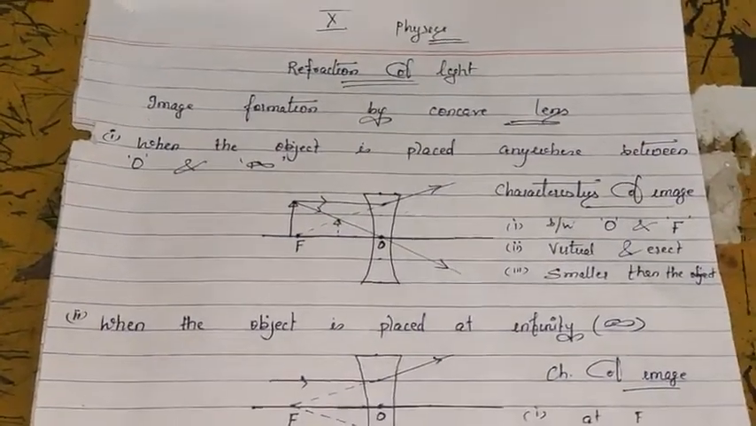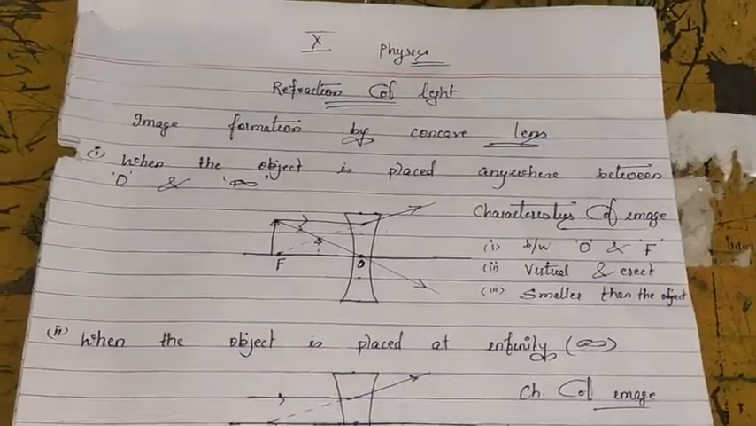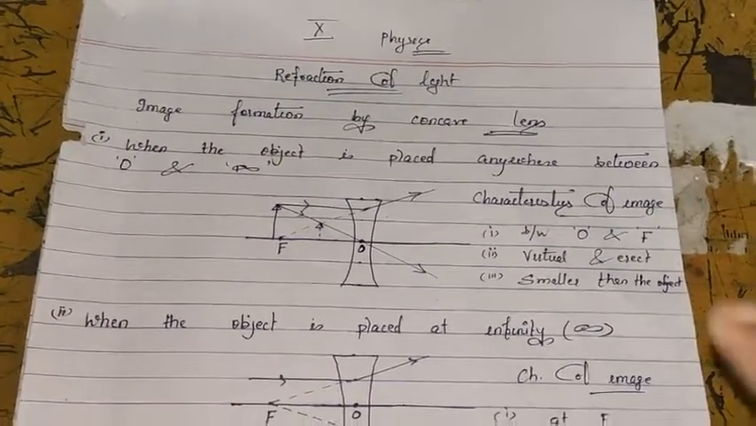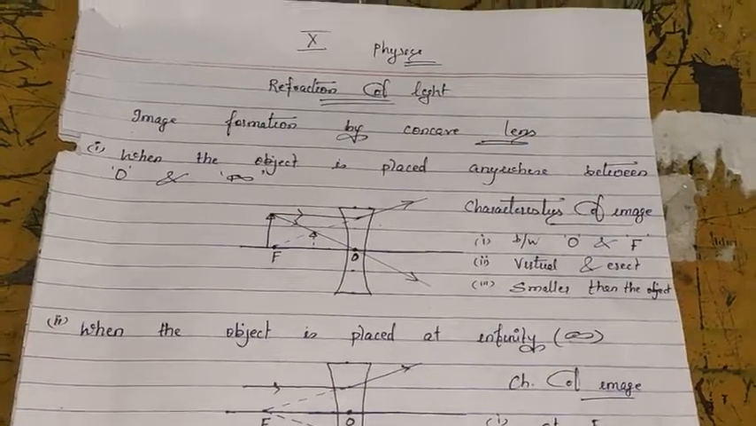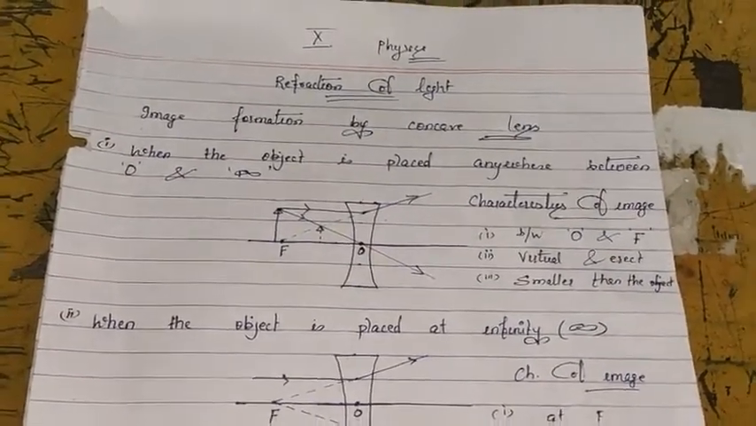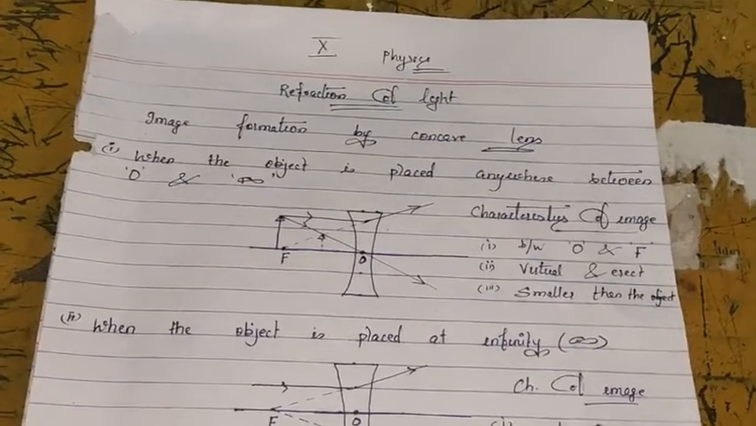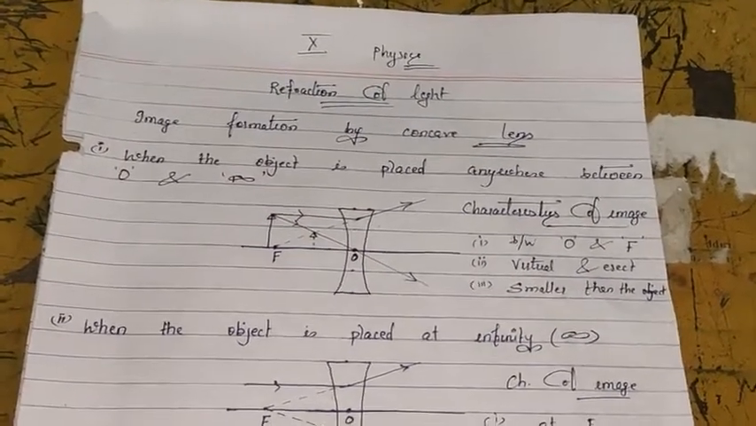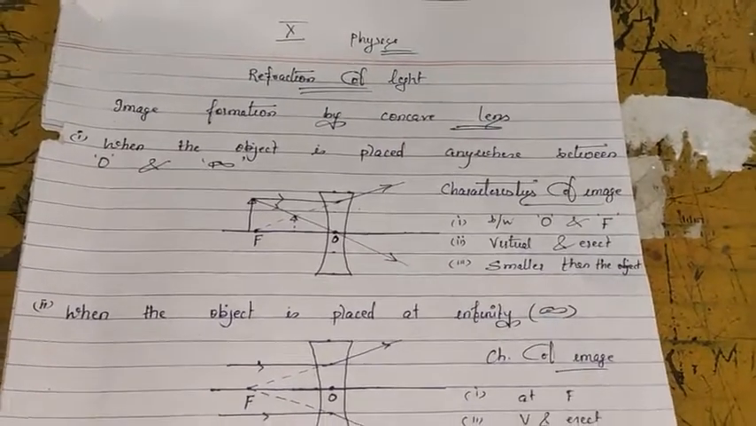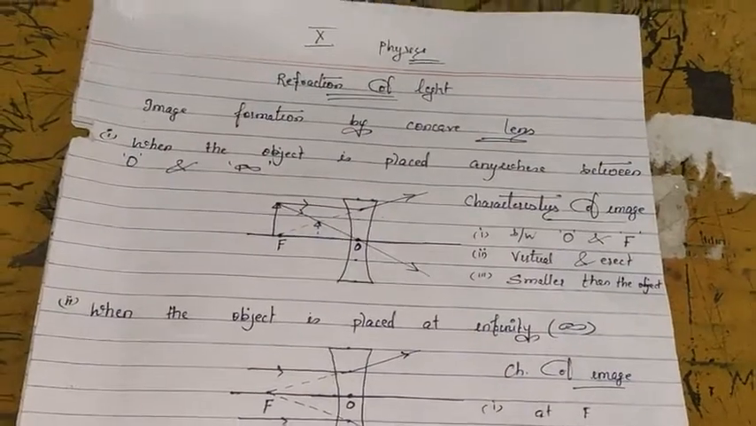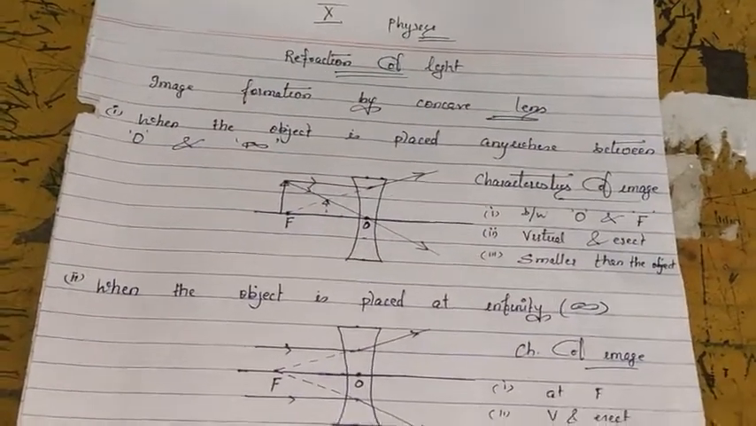In convex lens, we must have seen that there are total 6 different positions where we can place the objects, and regarding the positions, the image we will get. In this video, we are going to study image formation by concave lens. So in the concave lens, only we have 2 different positions for object.